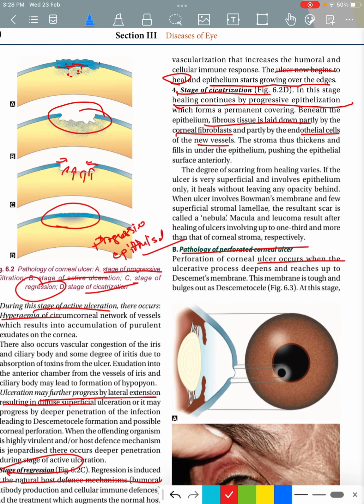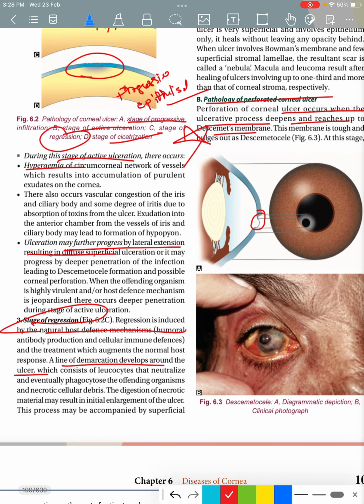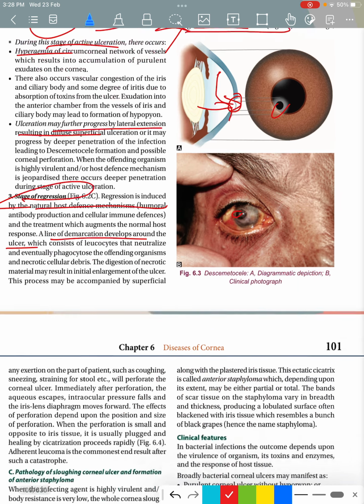Perforation of corneal ulcer occurs when the ulcerative process deepens and reaches up to Descemet's membrane. Okay, when it reaches the Descemet's membrane, it really causes perforation. You can see this. Only the endothelium is there. This Descemet's membrane has sloughed. Okay, this membrane is tough and bulges out as a descemetocele. If this membrane perforates totally, everything drains out. So this membrane is very tough, and it will produce a bulging. You can see the bulging and descemetocele here.